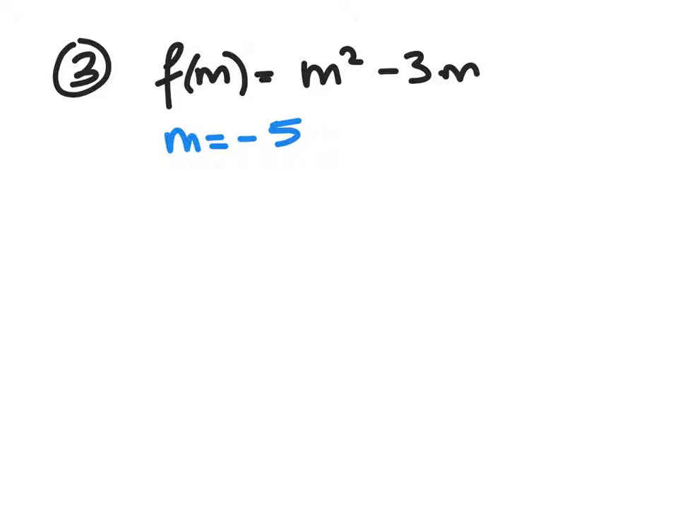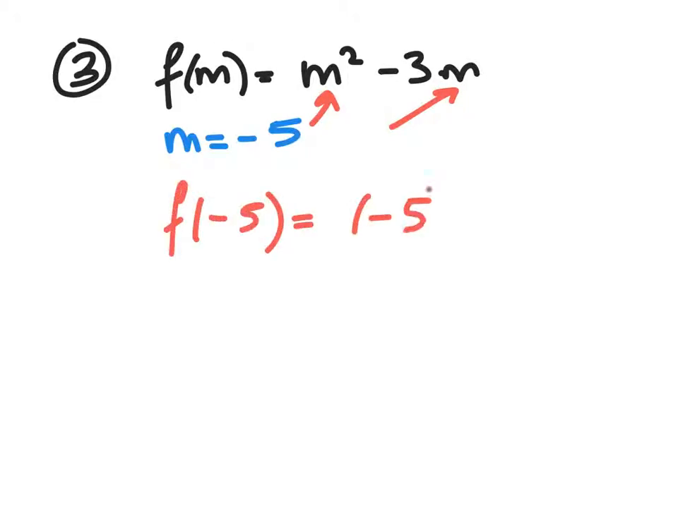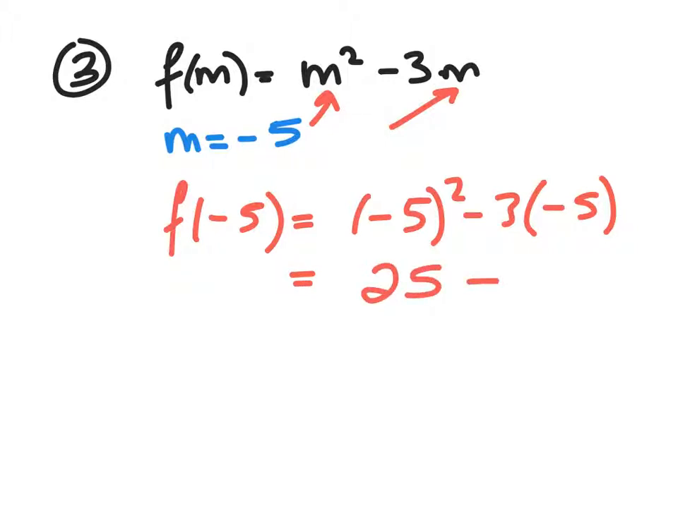Question 3. Functions. This -5 needs to go in the places where m is. So f of -5 is -5 squared, take away 3 lots of -5. Now -5 squared is 25, -3 times -5 is positive 15, add them together and we get 40.